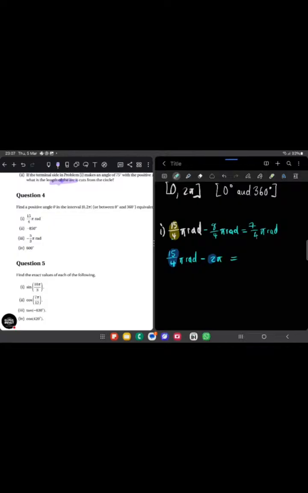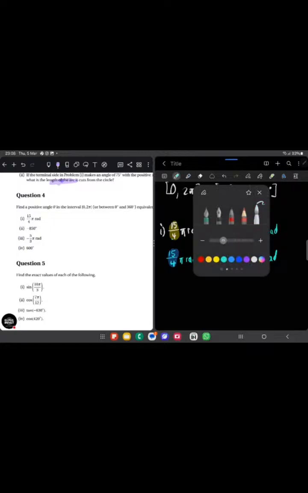I get an answer. Then I press second function, A, B over C. I'll get 7 over 4. So it'll be 7 over 4 pi. Don't forget pi rad, because everything was pi rad. We subtracted 2 pi rad and you're done. So that's what you're going to do. Your calculator can bail you out.